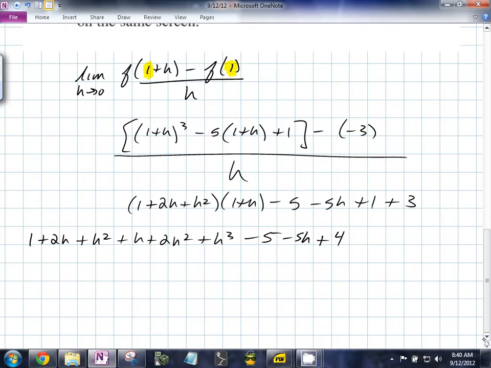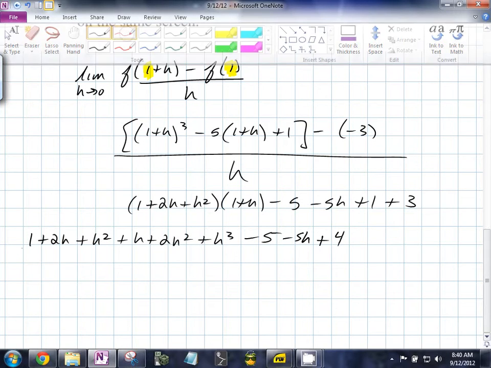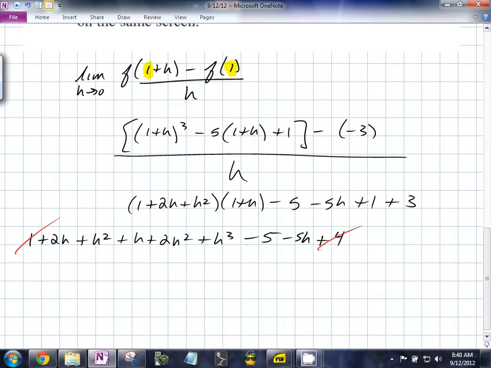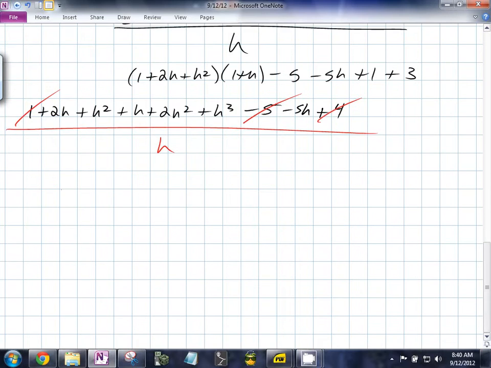A few things cancel off the bat, right? We get that 1 with 4 and then minus 5, right? Is that all gone? Yep. And then you're dividing by h, correct? I'm just going to go a little bit quicker here. So you end up with 2 plus h plus 1 plus 2h plus h squared minus 5. And it's the limit as h goes to 0.